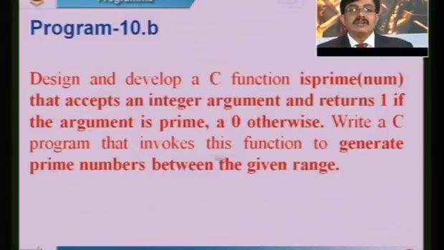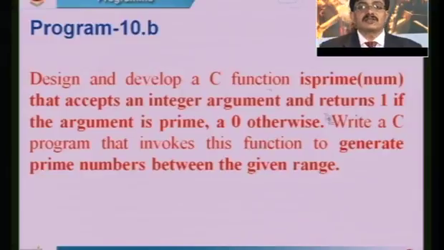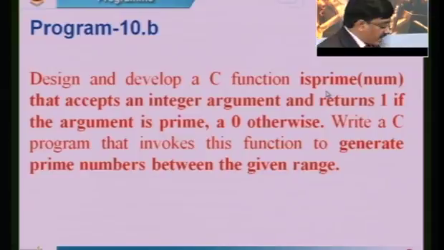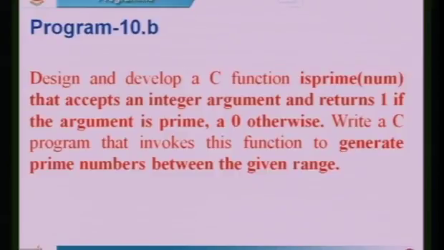Now using this function, what is to be done here? Write a C program that invokes this function to generate the prime numbers between the given range. So between the given range, all the prime numbers that exist have to be printed making use of this particular function. First of all, we should understand what exactly a prime number is. Basically, the numbers which are divisible by only itself and 1 are called prime numbers. We find no other factors of the number other than 1 and itself. Such numbers we call prime numbers.